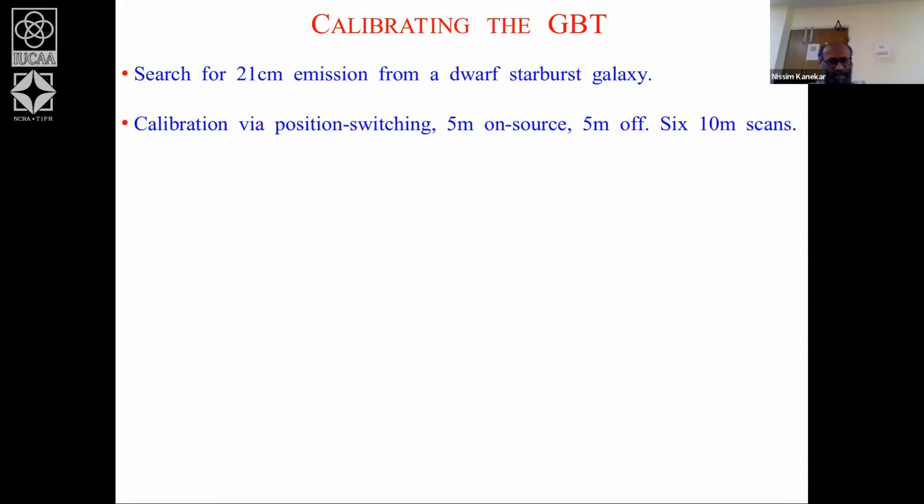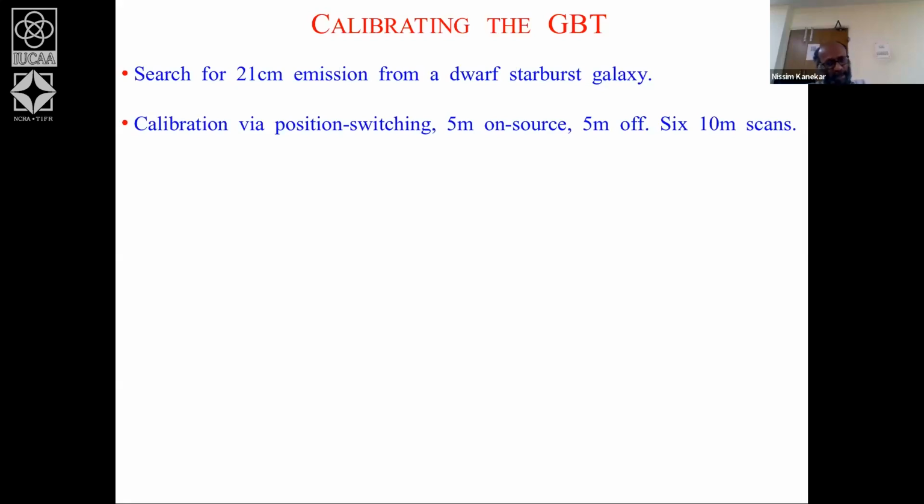And we did a fairly standard calibration, 5 minutes on source and 5 minutes off source. So you spend 5 minutes with the telescope pointing at the source, 5 minutes with the telescope pointing off the source. The reason you do this is that it actually takes about 30 seconds to move from the on source position to the off source position, and then 30 seconds to come back again. Which means that for every 5 minutes you spend on source, you are spending 5 minutes off source plus 1 minute of slew time to go back and forth.